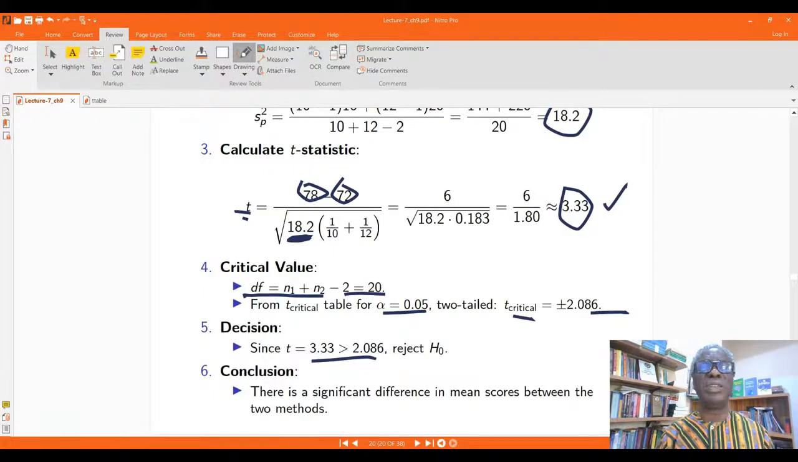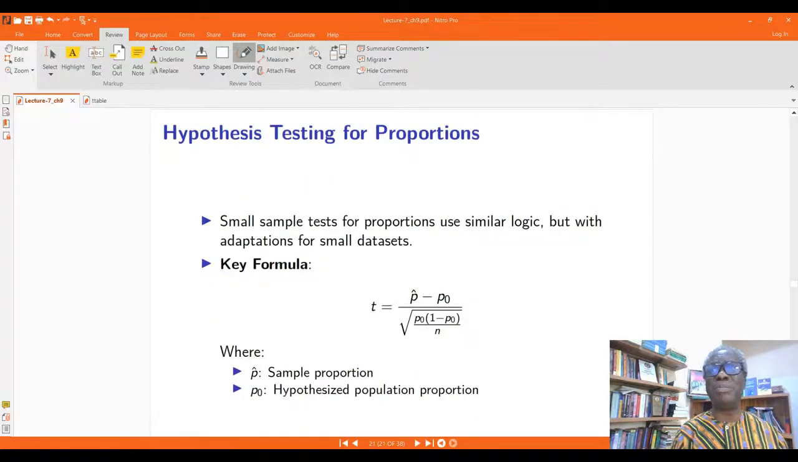So that's how we test hypothesis for the mean of a single population, and also for the mean of two populations. Now we will discuss proportions.